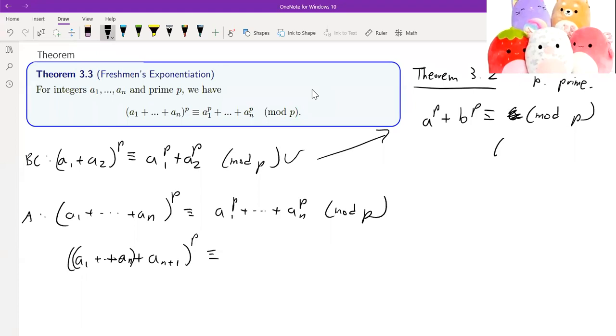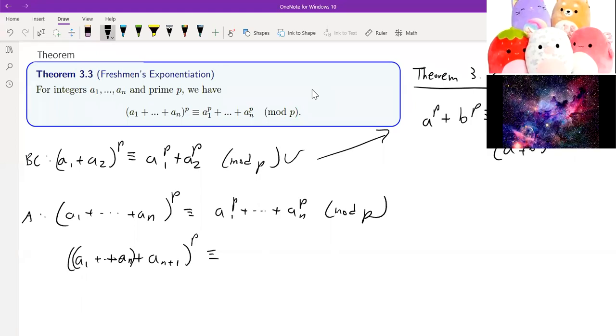This should be (a + b)^p. My bad. So that's the same as our base case. So in this case, we have that a and b are going to be our sum and then a_{n+1}. So thus we have that this is going to be equal to (a_1 + ... + a_n)^p + a_{n+1}^p, right? Using theorem 3.2, we can show that this is true.